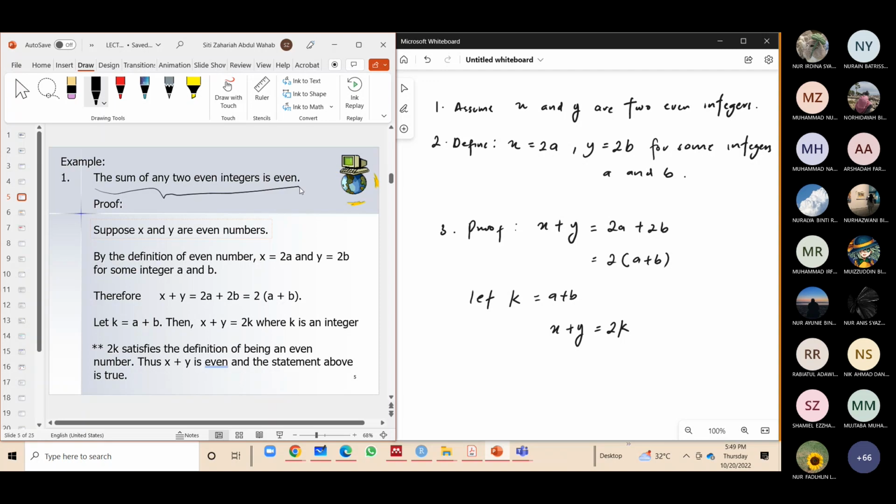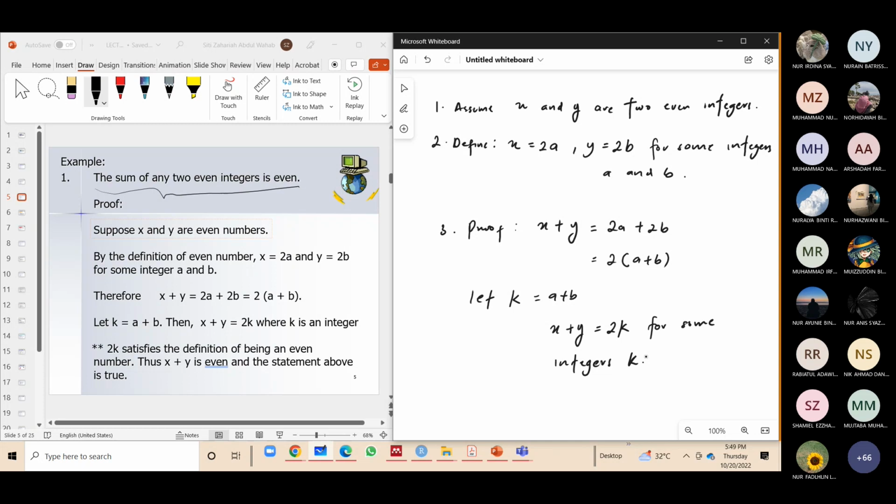It satisfies this statement, because the statement says the sum of any two even integers is even. So now we have proved that when we add x and y, we get an even integer. When you introduce new variables, again you have to state for some integers k. Only integers can be substituted into k. Then a short conclusion: you can say here 2k satisfies of being an even integer.